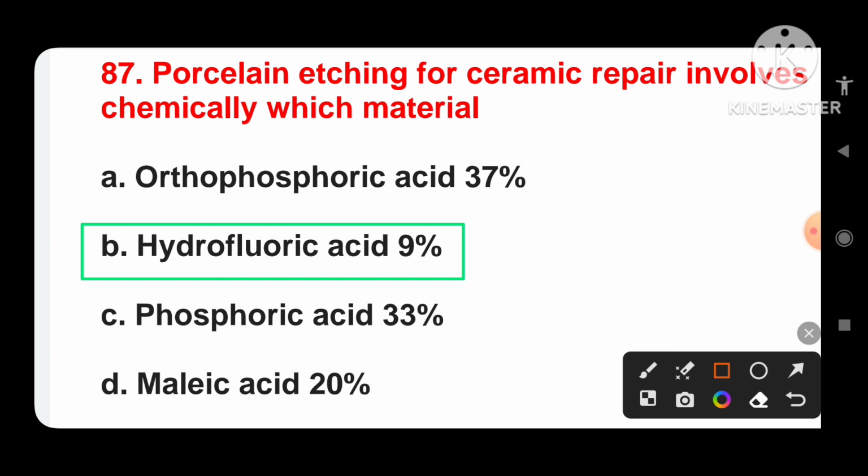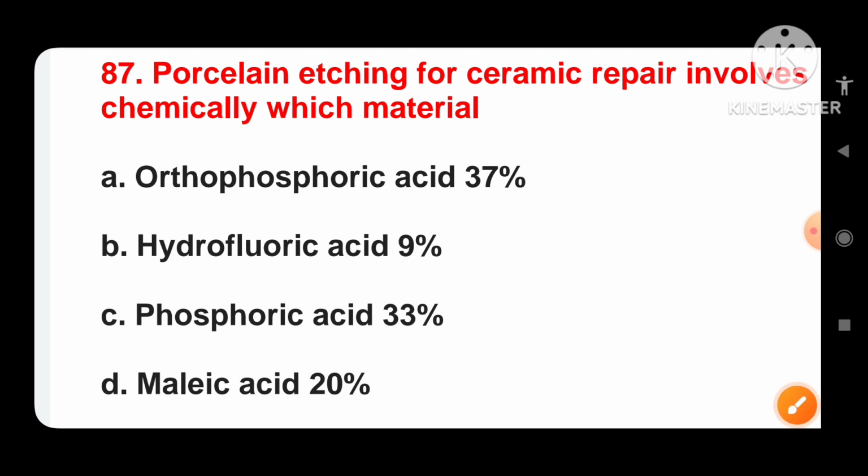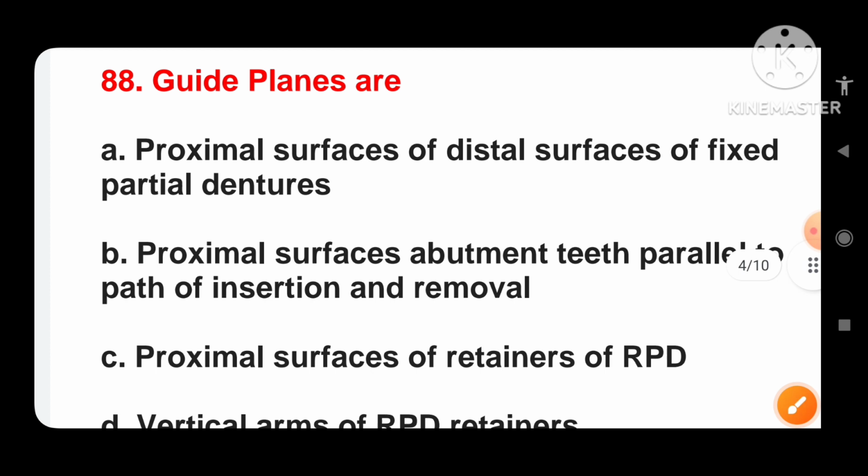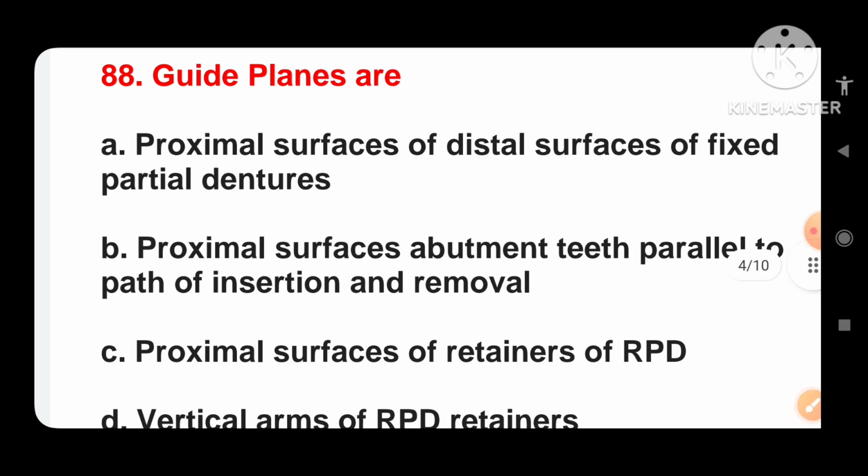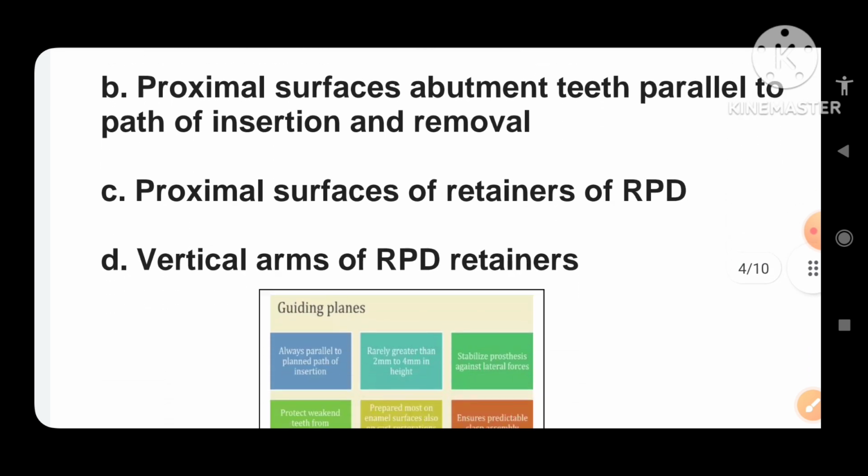Porcelain etching for ceramic repair involves chemically hydrofluoric acid 9%. Okay. Next question. Guide planes are. Options are proximal surface of distal surface of mixed partial denture, proximal surface abutment teeth parallel to the path of insertion and removal, proximal surface of retainer of RPD, vertical arms of RPD retainers.